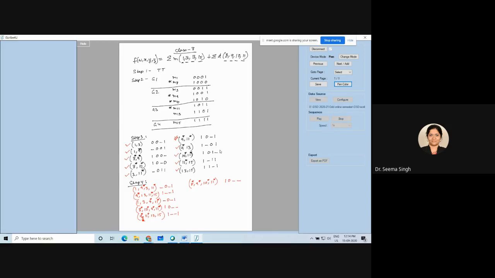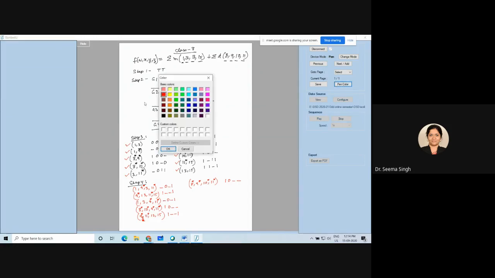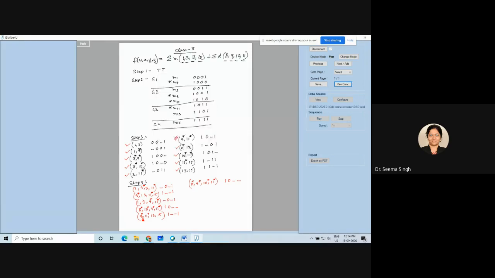So all pairing done, right? All pairing is done. Now we have to see what all are my prime implicants. I have to get a list of it. Okay. Now this is the most important thing, which is different from what you have done till now. Okay. So I will show that very clearly.